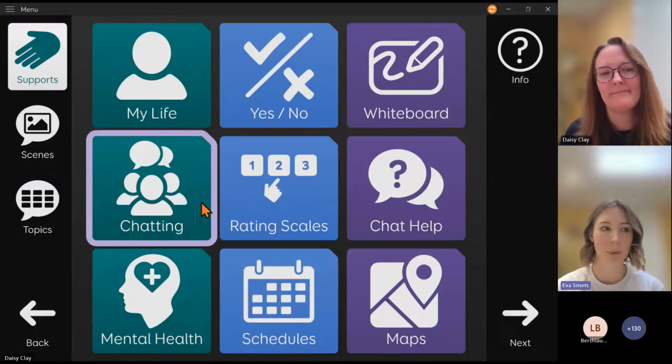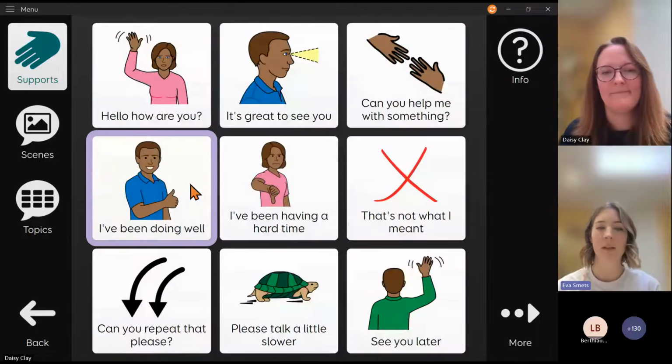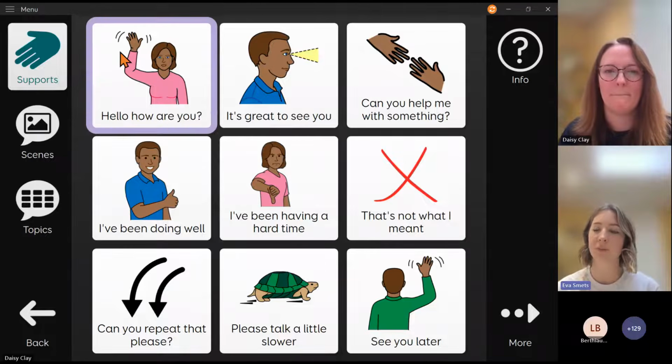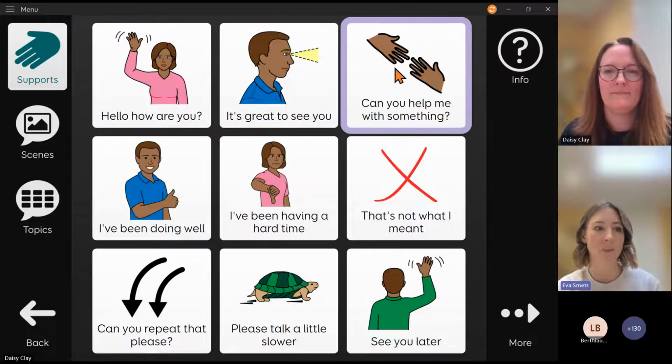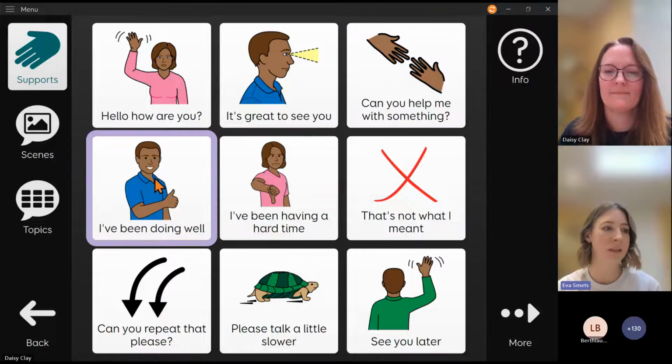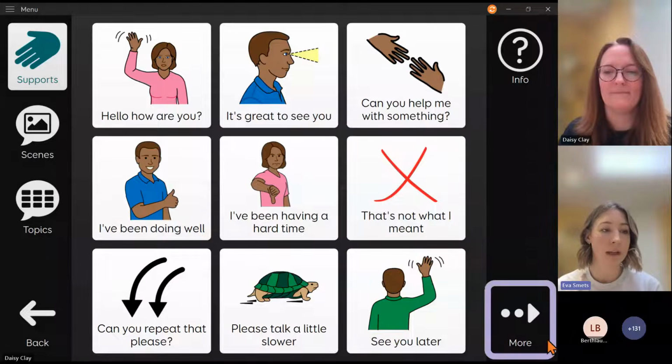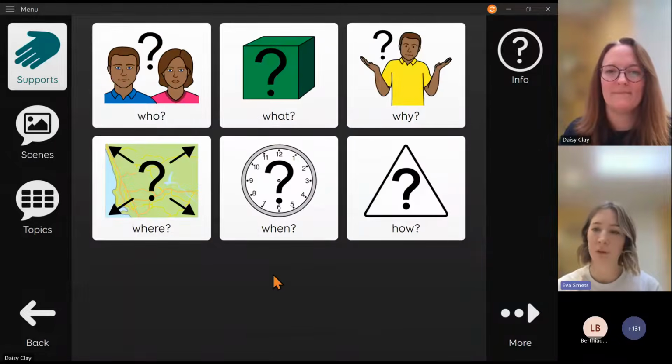So the next section in supports is chatting. So Chatting. These are some quick phrases to support you with communication with a range of people. So you've got some phrases to start the communication, to continue, to ask some questions, do a little bit of conversational repair. On the next grid as well, if you select more, you've also got some single question words here as well.